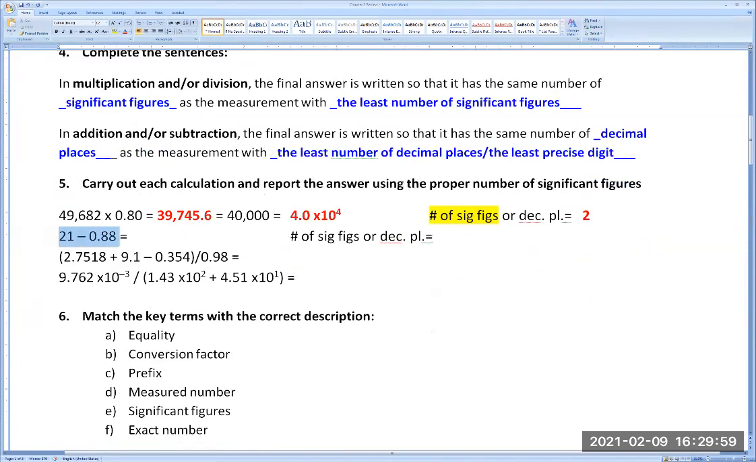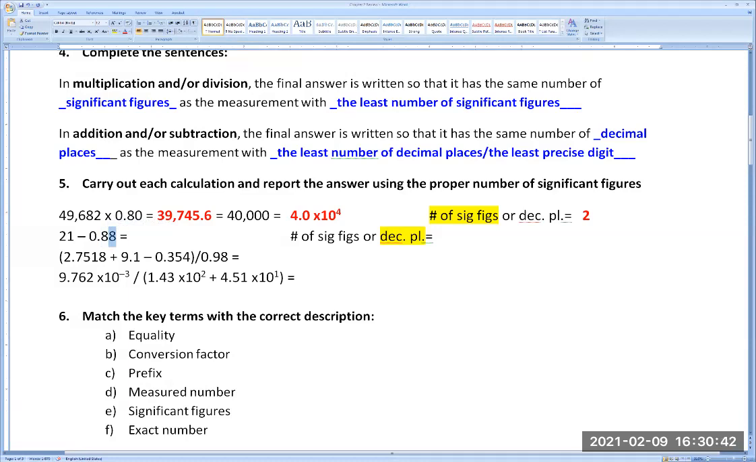So now we will do a subtraction. And so the rule is different. As you see above, it's the number of decimal places or the least precise digit that will matter now. So we have 21 and 0.88. So we said it's a subtraction, so it's the number of decimal places that matter. So let me emphasize that. And here in 0.88, we have 2 decimal places. So that's the 10th place, that's the 100th place.